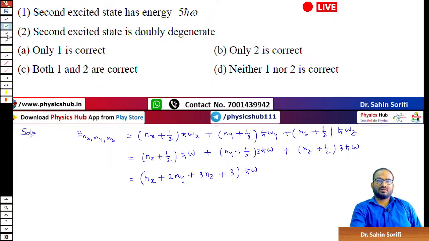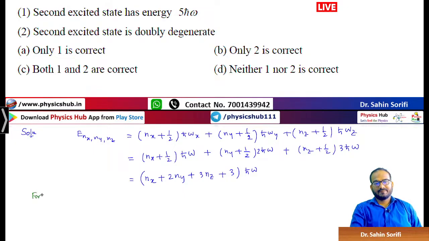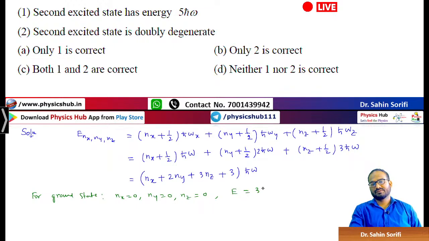Now, here, how can you get the ground state? For the ground state, obviously, you will choose Nx equals 0, Ny equals 0, Nz equals 0, and that gives you E 0 0 0 equals 3 h cut omega.